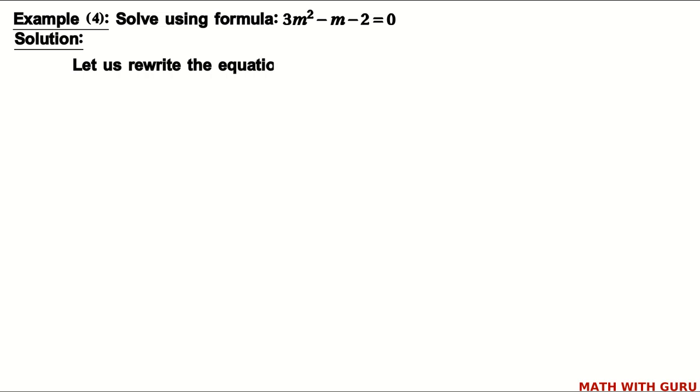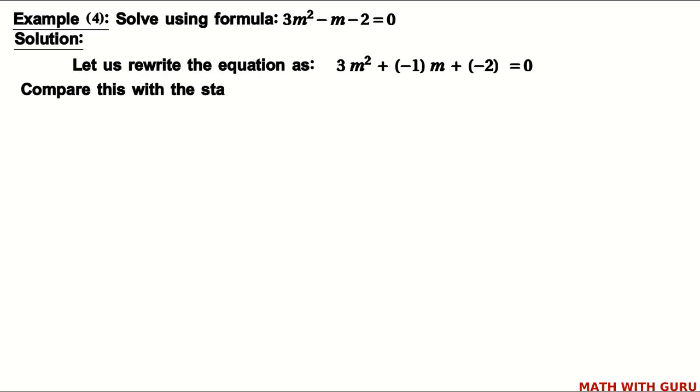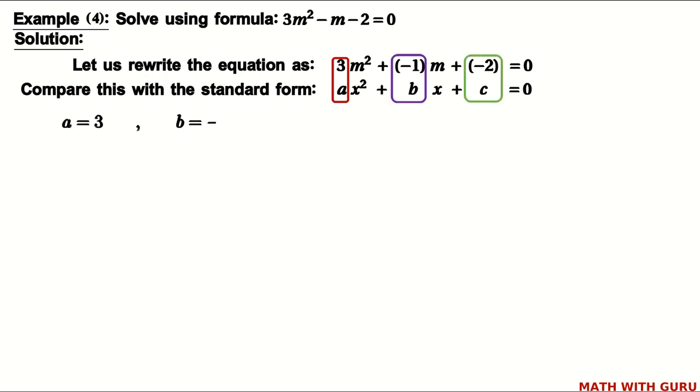Let us take one more example. 3m squared minus m minus 2 equals 0. Let us rewrite the equation as 3m squared plus minus 1 into m plus minus 2 equals 0. Now compare this with the standard form ax squared plus bx plus c equals 0. a is 3, b is minus 1, c is minus 2.